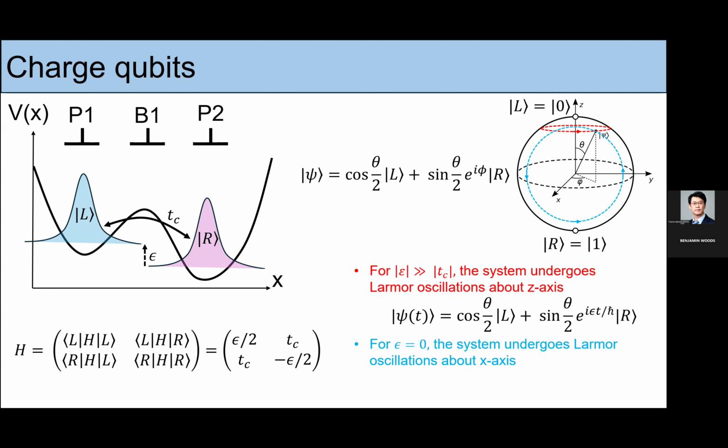Okay, so now you can see that by changing the detuning, I can go from having Larmor oscillations about the z-axis down to the x-axis. And this is called having two-axis control. This is basically universal for making any single qubit gate that you want. You can decompose any single qubit gate as a combination of these elementary X and Z gates by just taking the appropriate combinations of the two of them. And so this is all you need to completely control a single qubit.